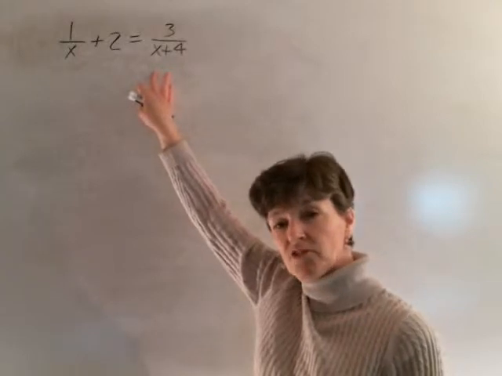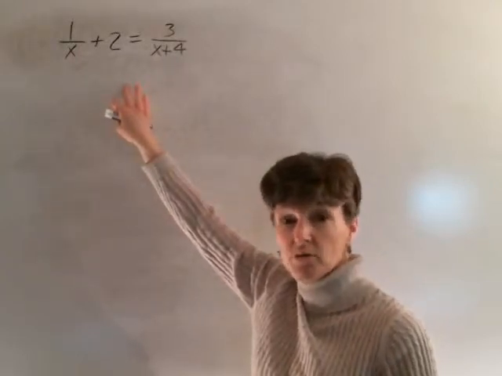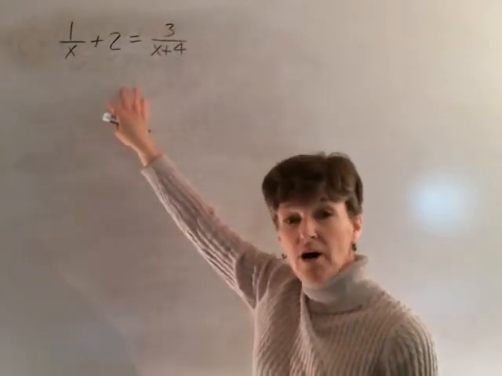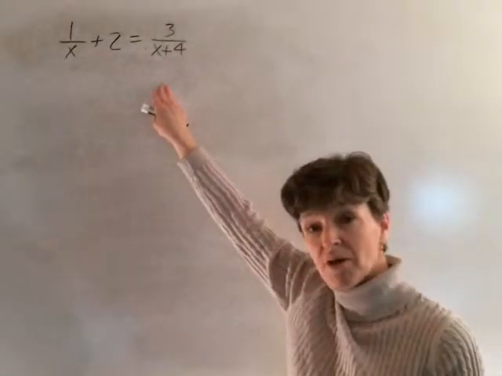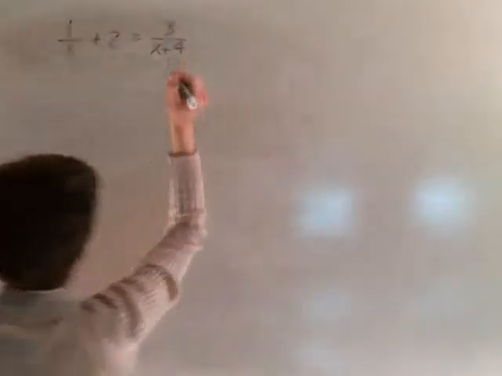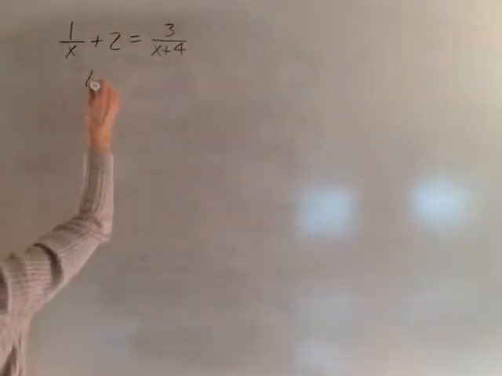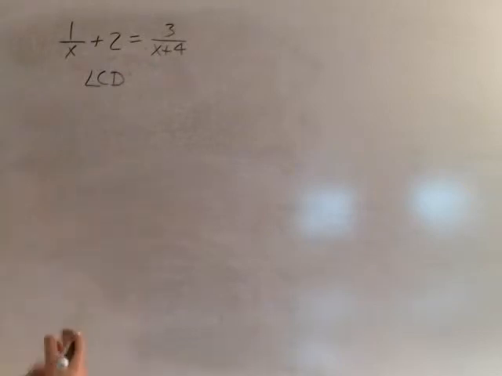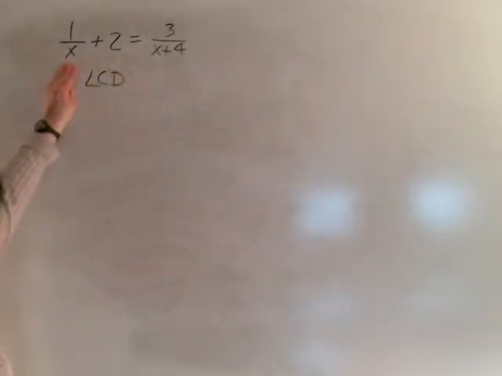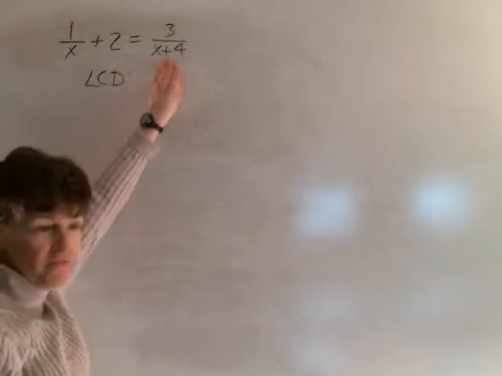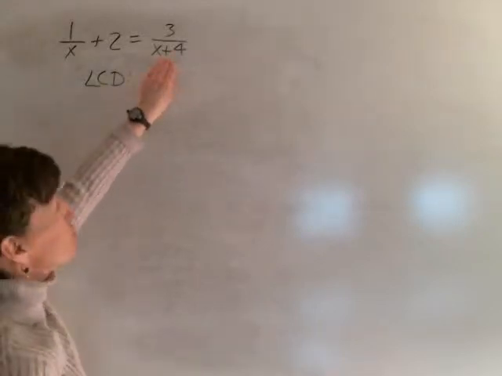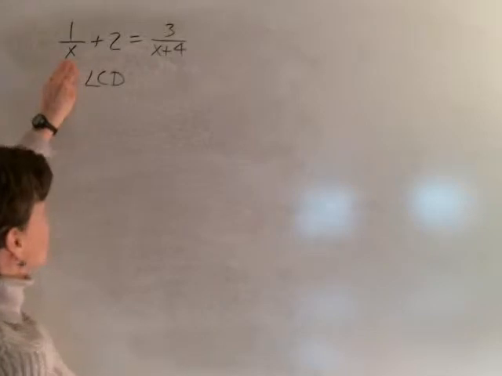And anytime we have denominators in an equation or decimals, we try to get rid of those by multiplying by the least common denominator. So we're going to multiply this entire equation by the least common denominator. That means I have to know what that is. Well, the least common denominator is going to be made up of the factors of the denominators that I have. Now, x is a factor of this denominator. It's the only factor. X plus 4 is a polynomial that cannot be factored.